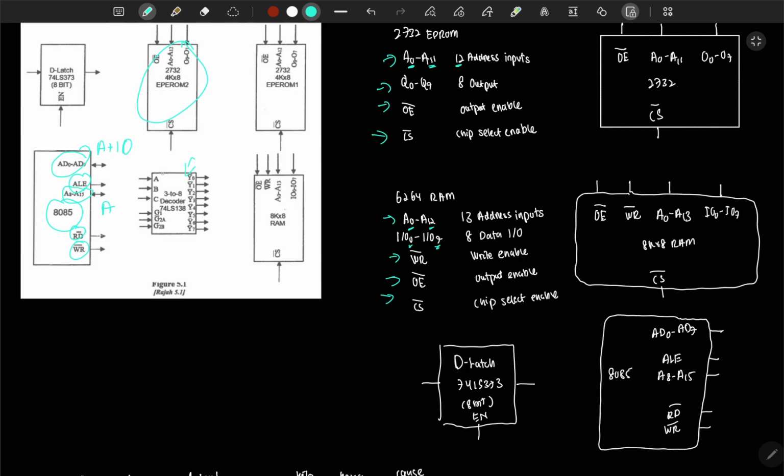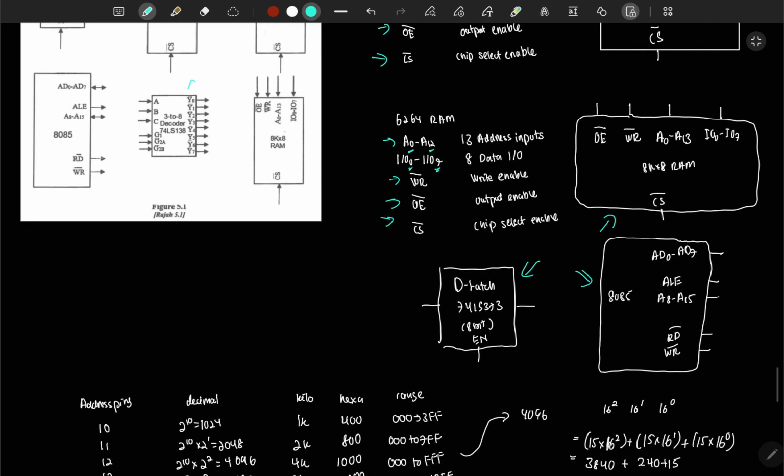And this is the decoder. We have 3 inputs and we have 8 outputs, which is 3 to 8 decoder. Here the G1 will always be positive, G2 and G2B will be negative, ground. Okay, so these are the basics, and these are the diagrams that you can draw on your own to practice.